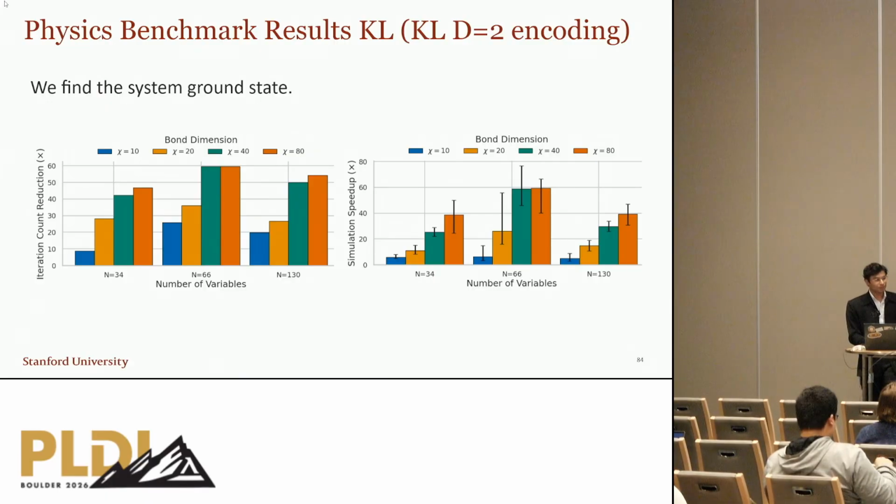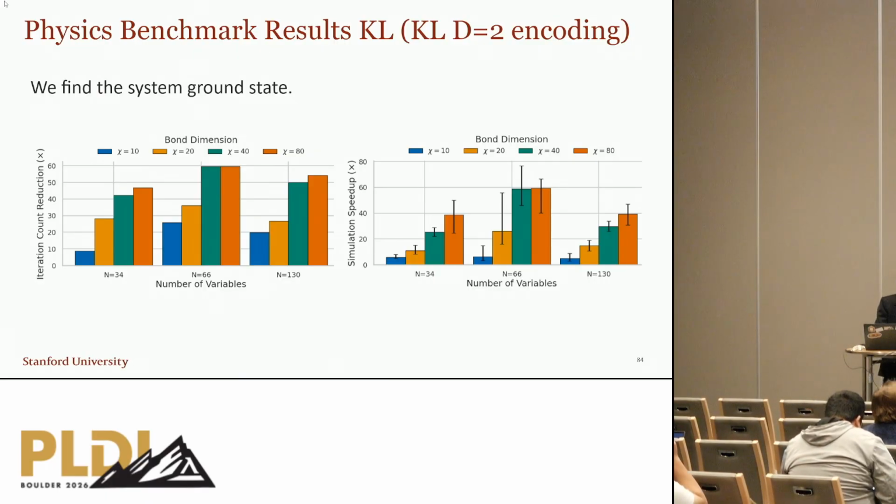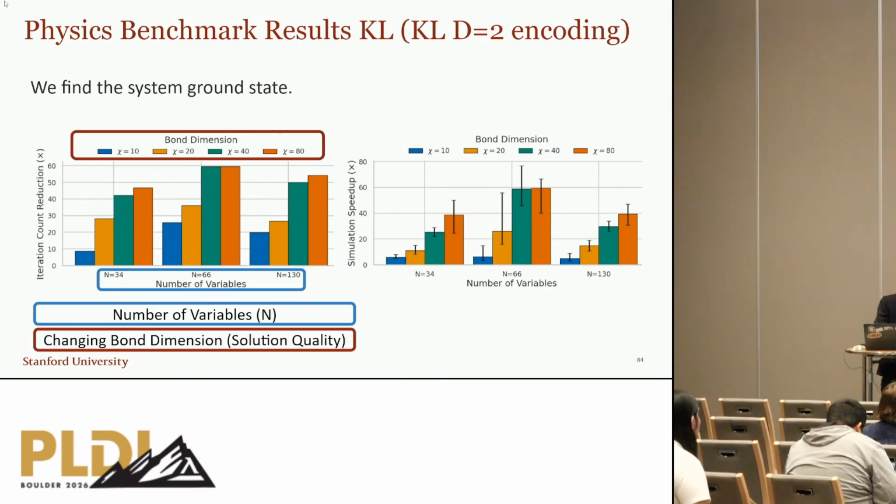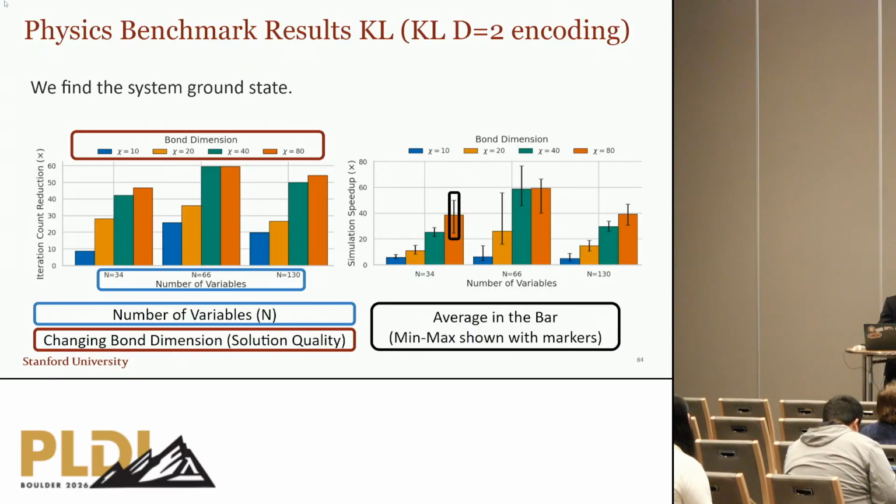Here's the result. But before we dive into what the results actually mean, let me just explain how to read this plot. You have different number of variables in these different groups. In each group, we're changing the bond dimension, increasing it from 10 to 80, I think, in this case. And that's just basically increasing the solution quality as you go from left to right, making it harder and harder. Next, for our speedups, I'll show the average in this bar chart right here. And I'll show these markers to show the minimum and maximum speedup we saw across all the 5 runs.